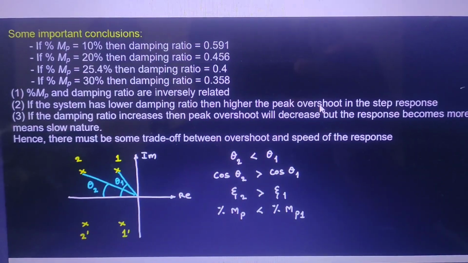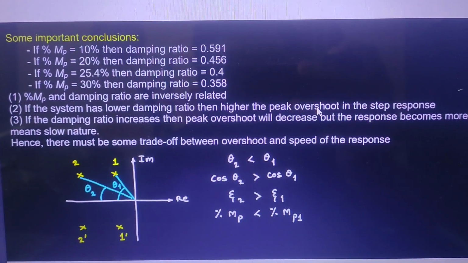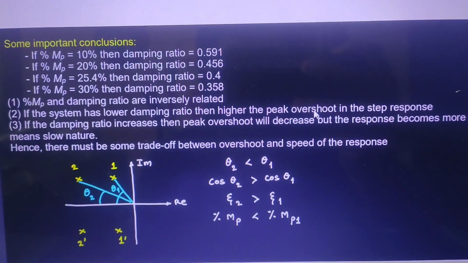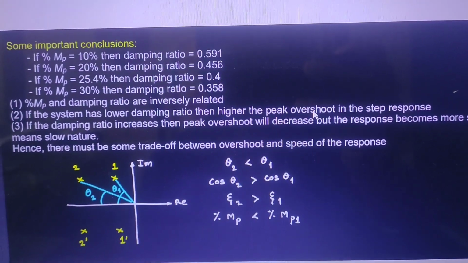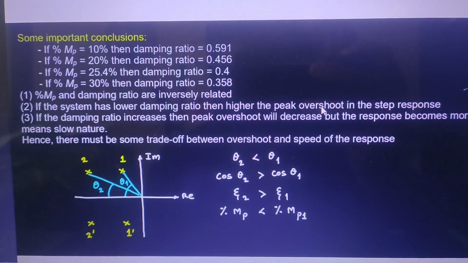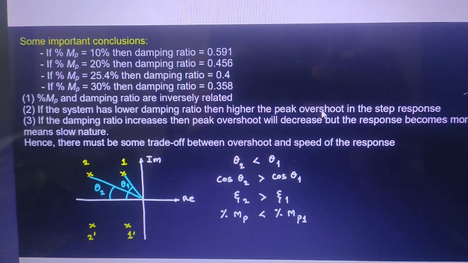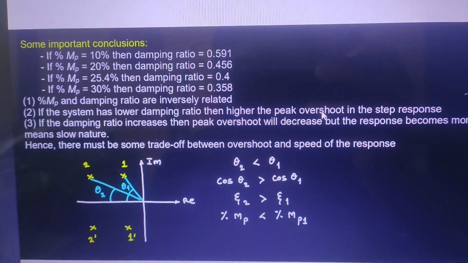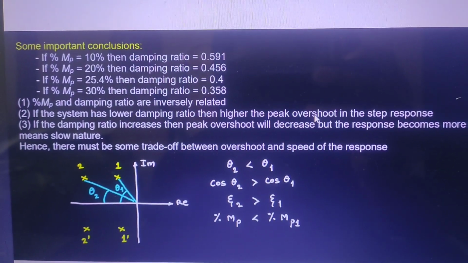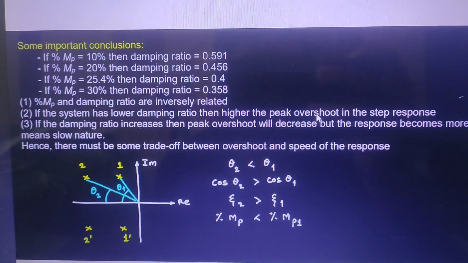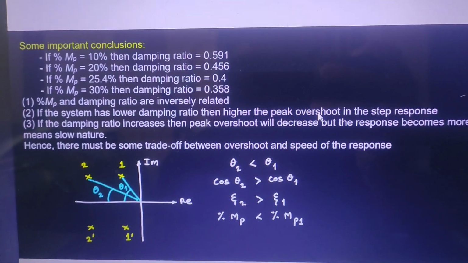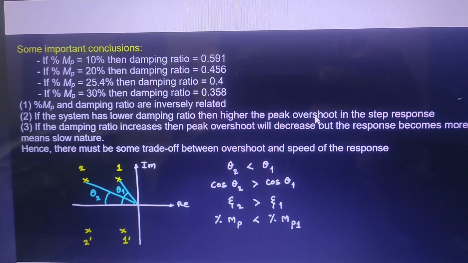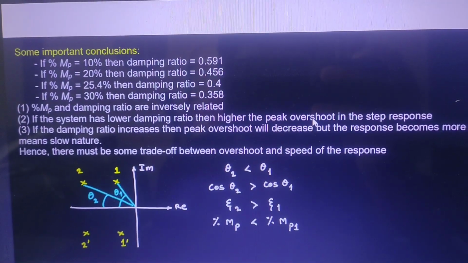If peak overshoot is 10%, then damping ratio is 0.591, which is approximately equal to 0.6. If percentage of peak overshoot is 20%, then damping ratio is 0.456. If percentage of peak overshoot is 25.4%, then damping ratio is 0.4. If percentage of peak overshoot is 30%, then damping ratio is 0.358.